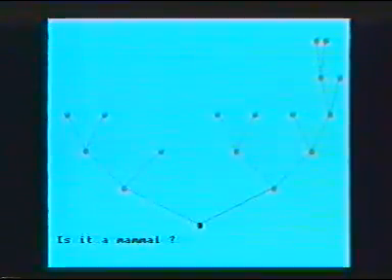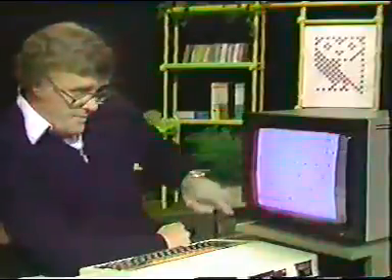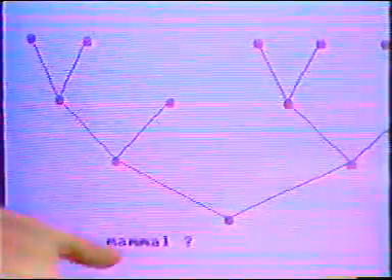This is a program called Animals, which is a type of 20 questions game. The computer has a set of questions and possible animals stored in its memory, represented by this tree of possible routes. At the moment, we're at the base of the tree, and we've got the first question: is it a mammal? Depending on the answers, it will go up one or the other of the branches.